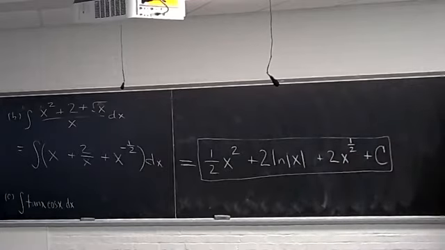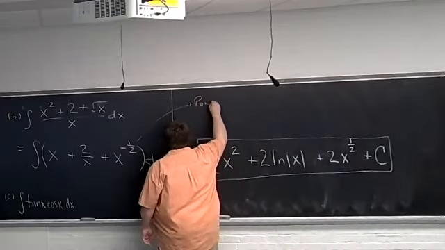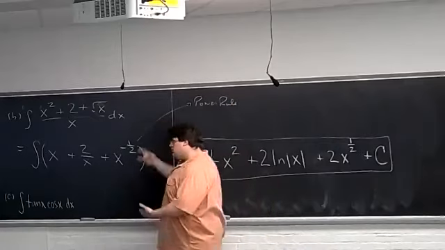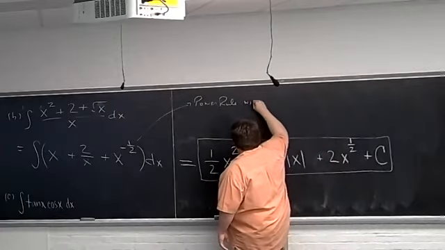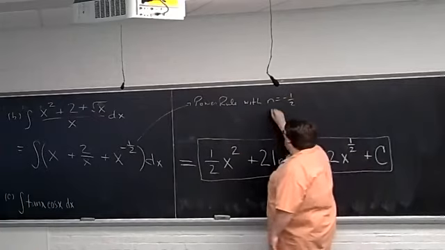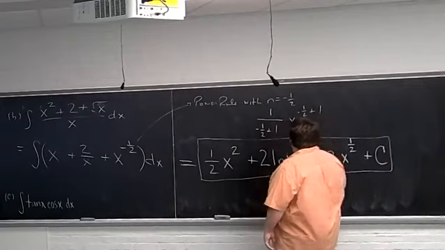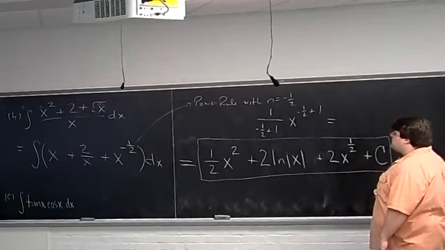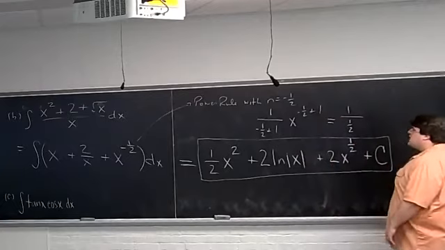But where did that come from? Well, it came from power rule. It said in the power rule that n can't equal -1. N can equal -1/2. That's a number not equal to -1. So power rule with n equal to -1/2. What do we get? Well, we get 1 over -1/2 plus 1 times x to the -1/2 plus 1. What's -1/2 plus 1? Well, if you have $1 and spend 50 cents, you're left with 50 cents. So 1 minus a half is a half.